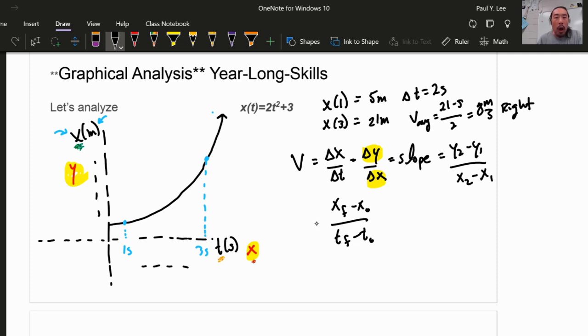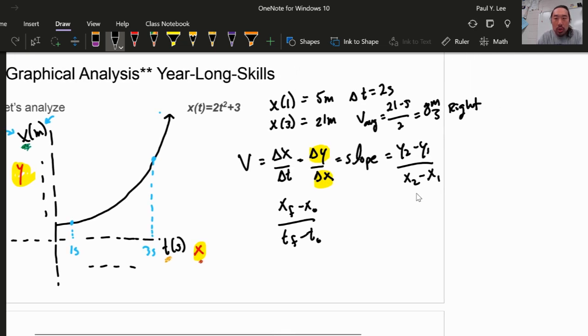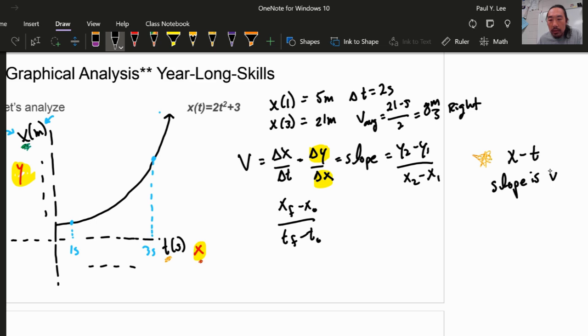Okay, and so all of this being said, this is one of your important notes. So important, I'm gonna put a little star after I write it over here. I'll do a little rainbow star, right? Very important. For a position time graph, slope is velocity. Okay, and we saw that right here. Your slope is your velocity.